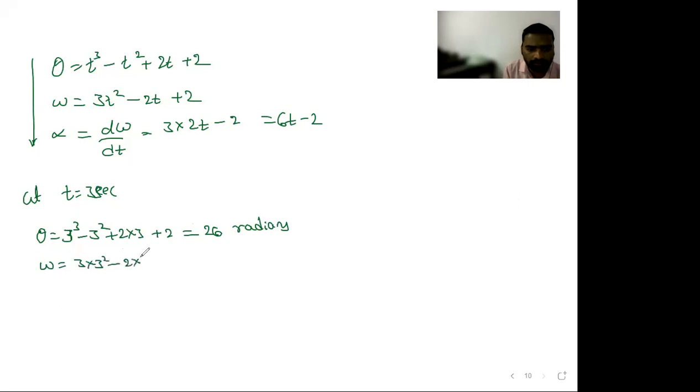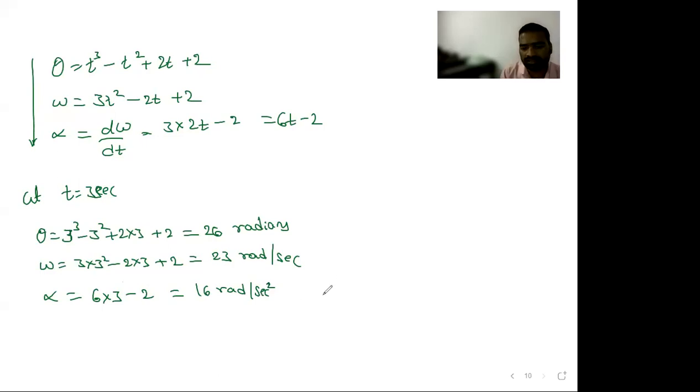Then omega is equal to 3 into 3 square minus 2 into 3 plus 2, that is equal to 23. What is the unit? Radian per second. Then the alpha value. Alpha is equal to, substitute, 6 into 3 minus 2, that is equal to 16 radian per second square. So these are the answers required.